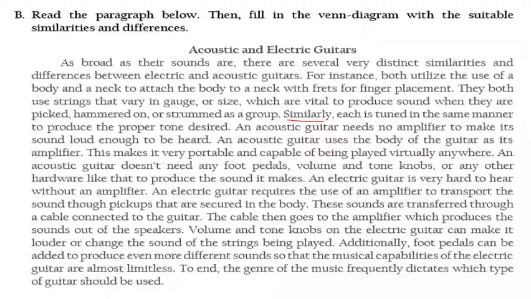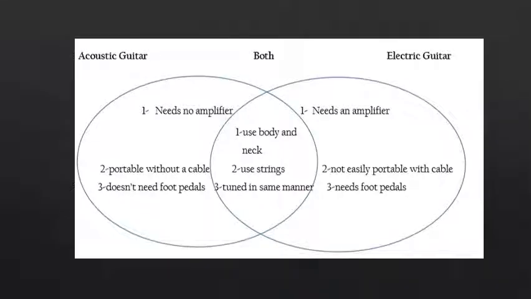Now, how could we fill in this diagram? Both the similarities: both use body and neck, use strings, and both are tuned in the same manner. Okay? Differences. The acoustic guitar needs no amplifier. The electric guitar needs an amplifier. Acoustic guitar: portable without a cable. Electric guitar: not easily portable, with a cable.